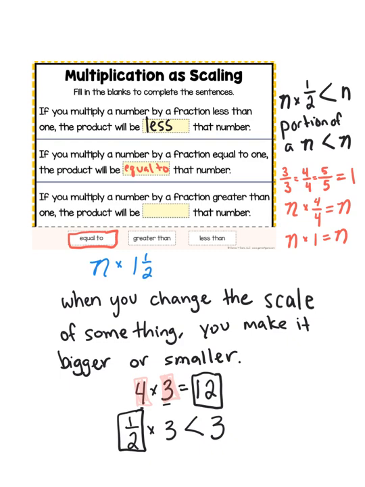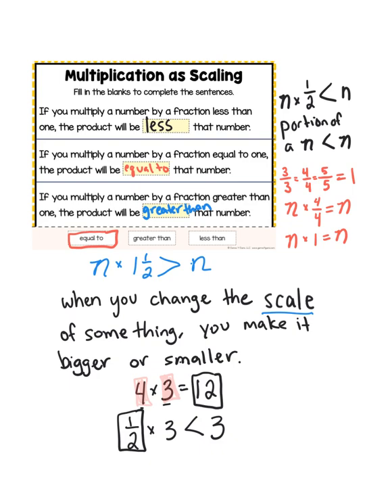If you multiply a number by a fraction greater than 1, the product will be what? Greater than or less than that number? The product is going to be greater than the number that you started with. So coming back to the idea of scale, if I had a pan of brownies and I increased its scale by 1.5 times, I'm going to end up with a much bigger pan of brownies than what I started with. So the product is going to be greater than the number that you started with.